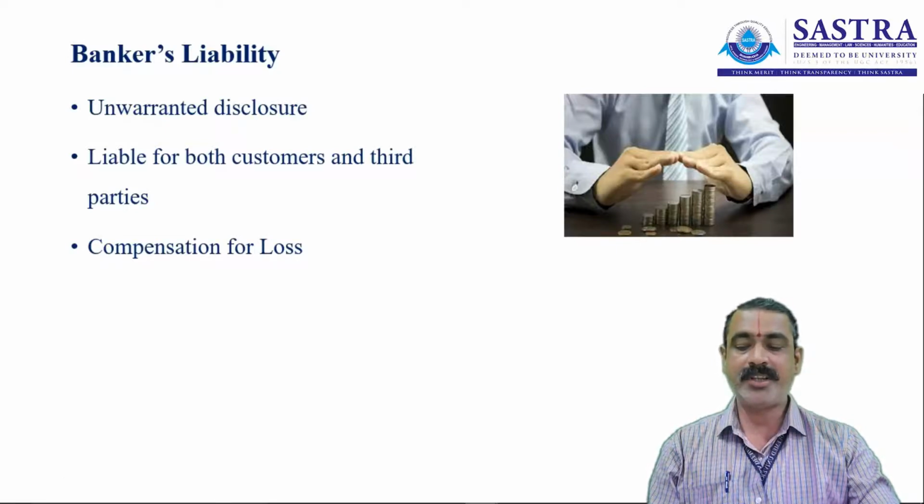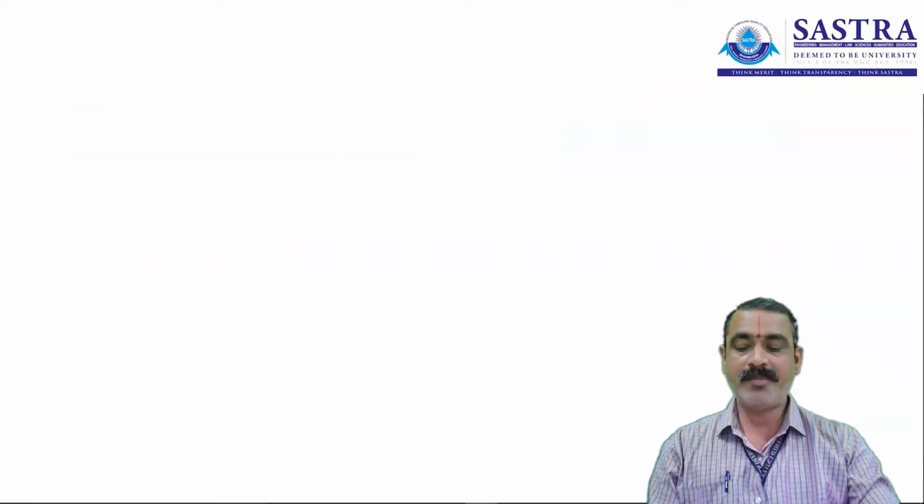For this purpose, the third party must prove that the banker has given the information knowing it to be false. However, the banker can escape the liability to the third party, a non-customer, on the ground that he owes no duty to the latter, so that the banker is liable for the compensation of any loss to the third party.